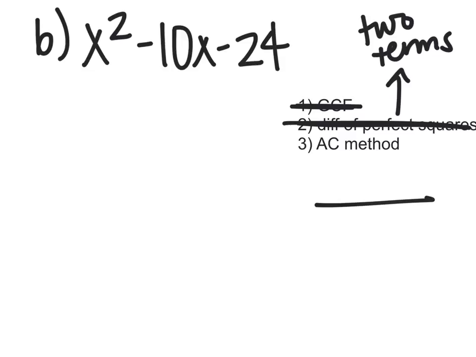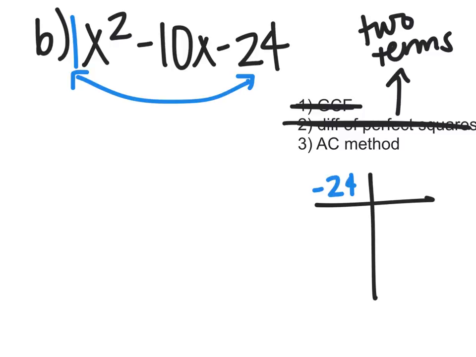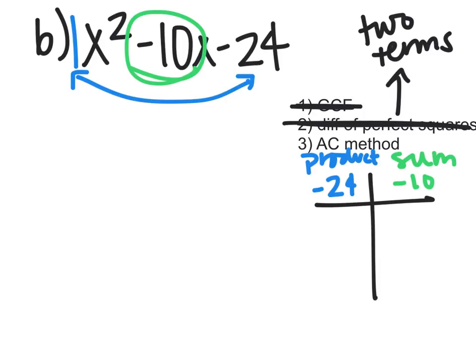So the AC method says that I multiply my coefficient of x squared, which is 1, and I multiply my c value, which is negative 24. So I'm looking for two things that give me a product of negative 24, and I need those same two things to give me a sum of negative 10, because that middle term is negative 10.